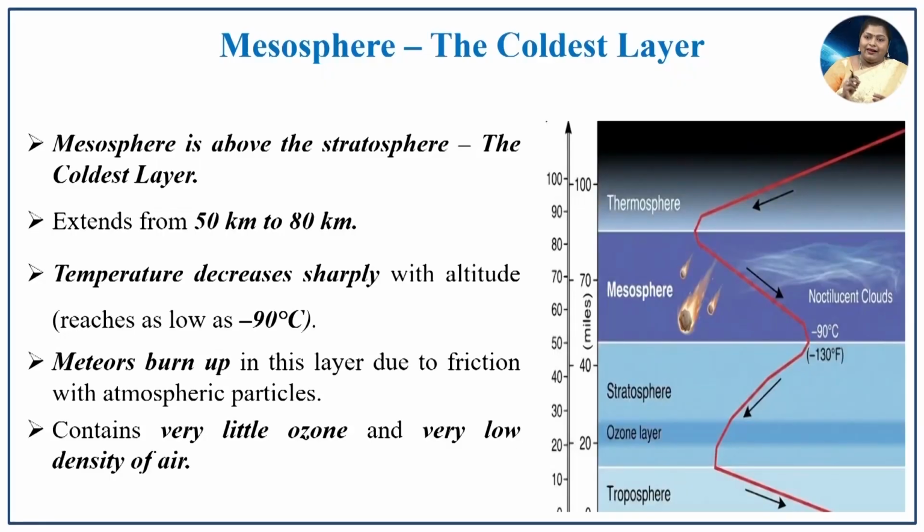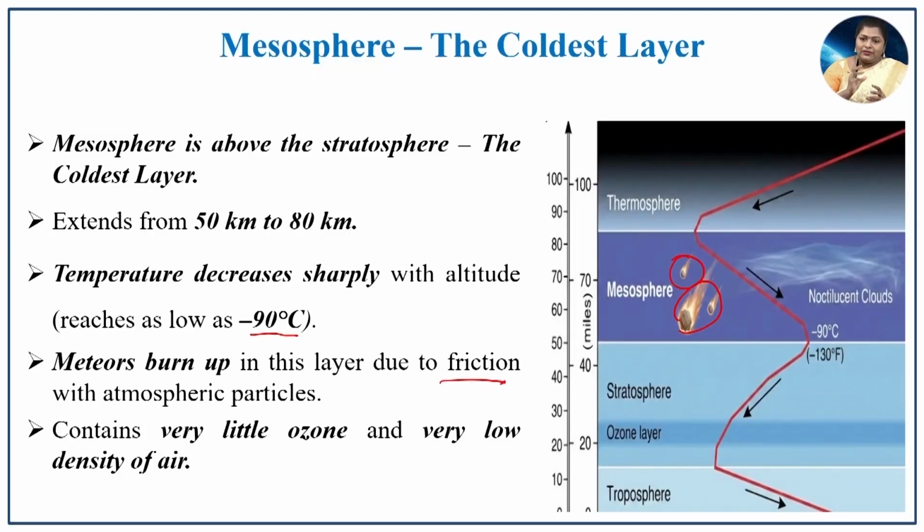The mesosphere is above the stratosphere. It extends from 50 kilometers to 80 kilometers. The temperature decreases sharply with the altitude. It reaches minus 90 degrees Celsius. In this region, what happens? These meteors will burn. So, it will disappear. Because of what? Because of the friction with the atmospheric particles.